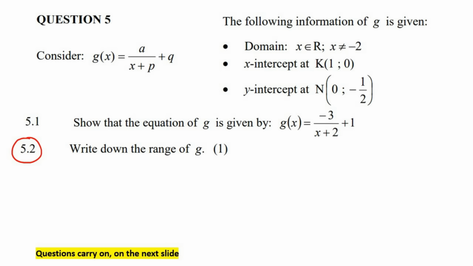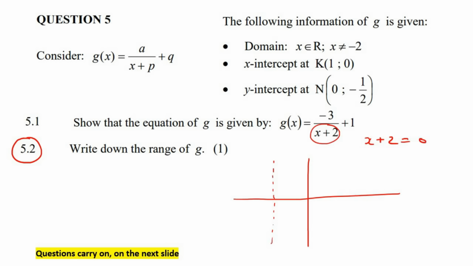If we look at any hyperbola, let's say it's got a dotted line here. How do we know that it's there? Because you make this equal to 0 and you end up with x equal to negative 2, and so that is a vertical asymptote. What does this do to a graph? Does it move it up or down? Well done if you remember that it moves it up. So we have a horizontal asymptote over here at 1.